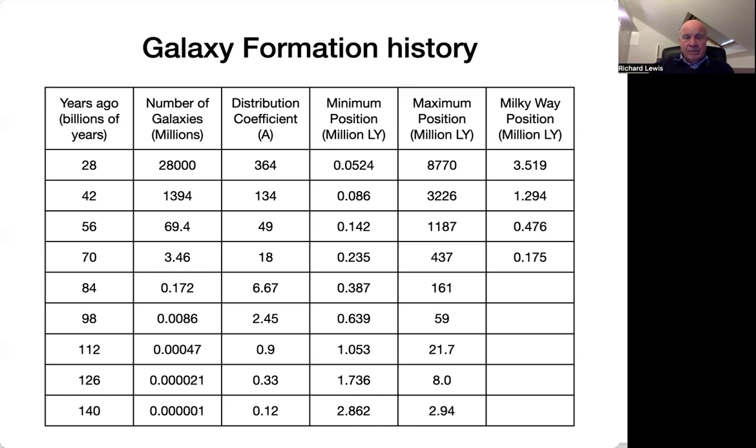And the reason why the list in the last column stops is because the Milky Way position at the time indicated has to be greater than the minimum position. So beyond that, it ceases to be the case. So that's why we hypothesize that the Milky Way formed between 56 and 70 billion years ago.